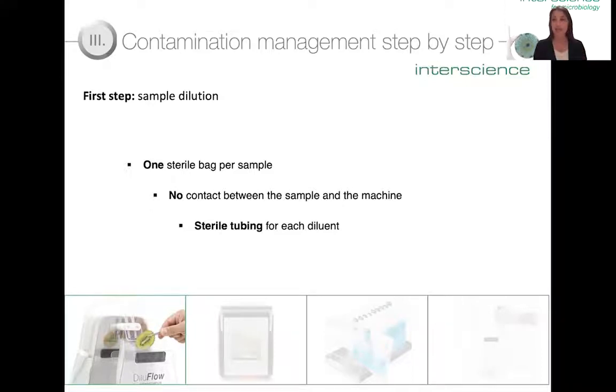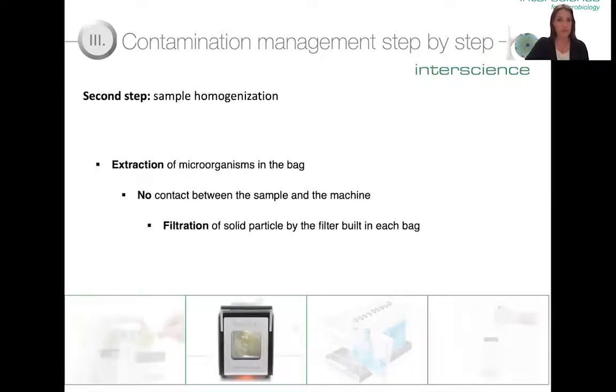So we actually have a line of gravimetric diluters where, on top of having a machine that's made so that the sample never touches it, we have sterile tubing for each diluent. So if you were to change diluent, you could select different pumps and different tubing, so you never have this cross-contamination. The second step is sample homogenization.